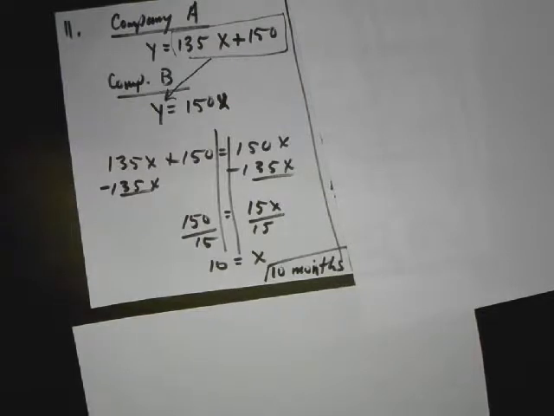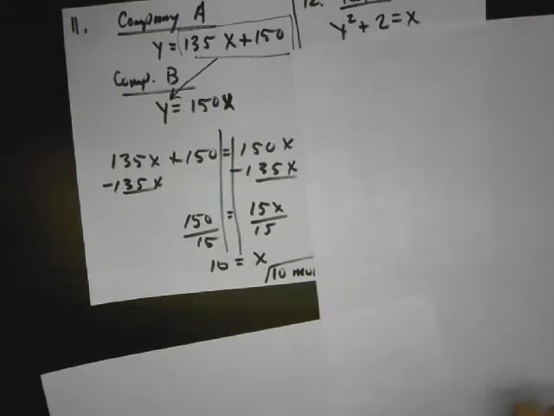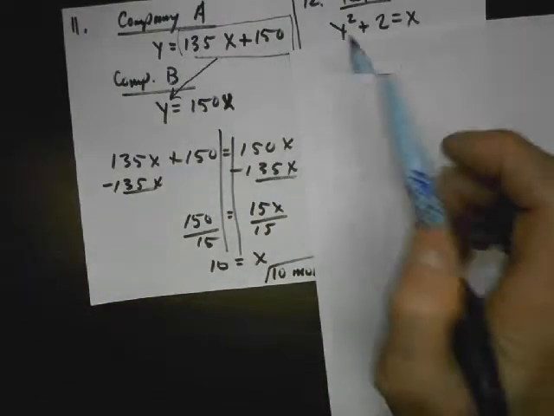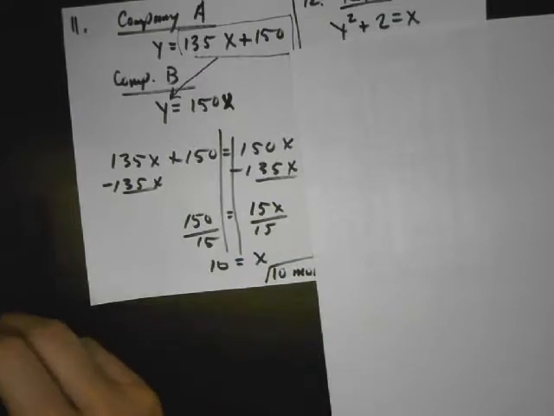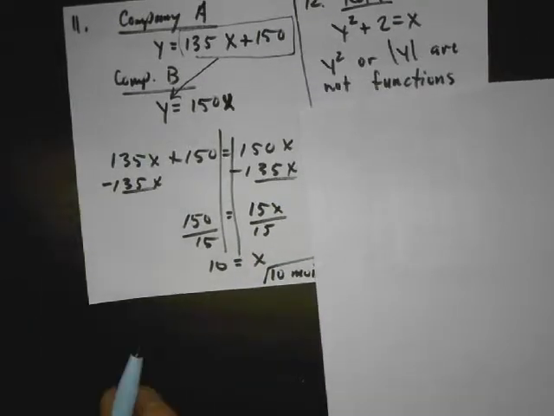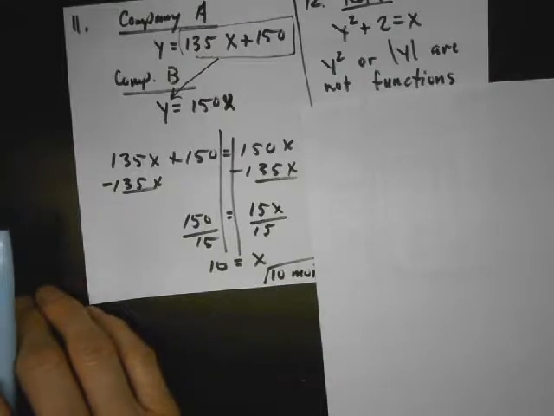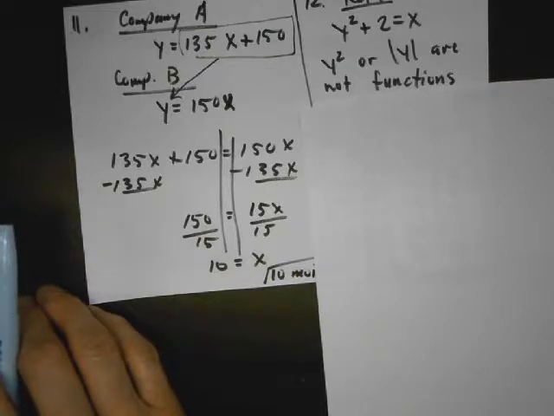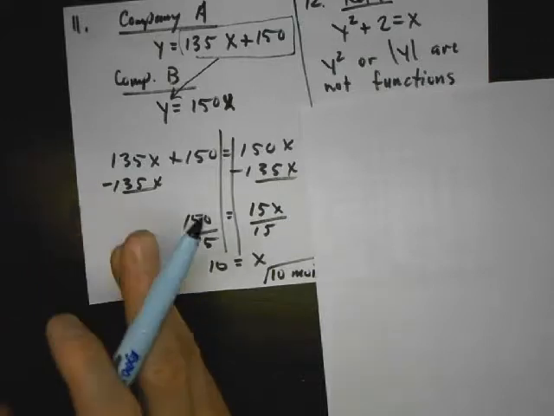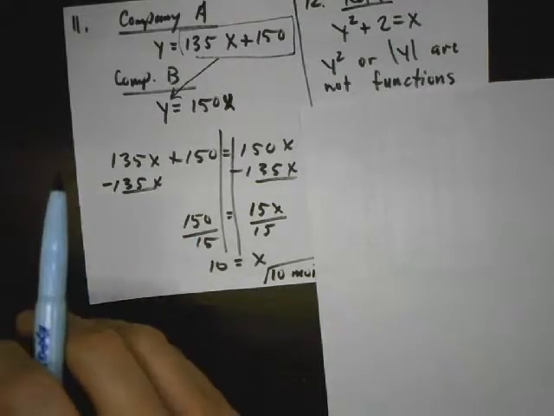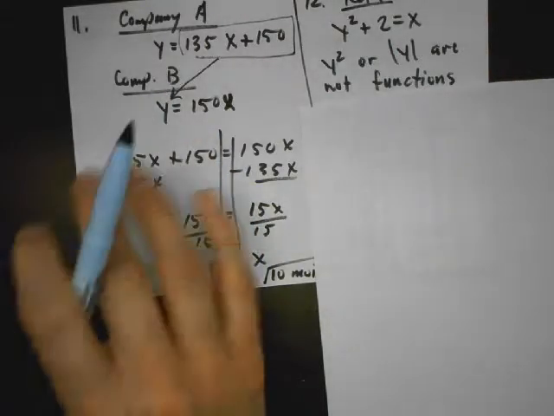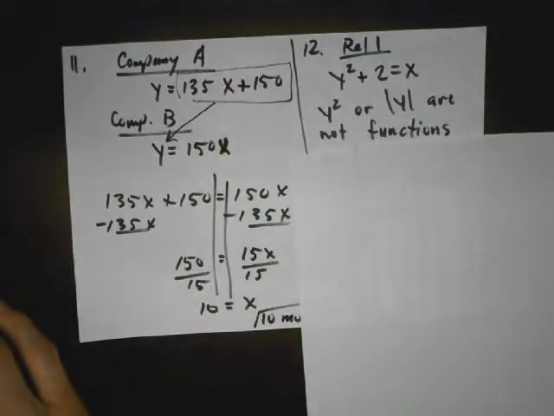Now number 12, they say which of these is a function. For relation number 1, they have a y squared. Anytime you have a y squared or absolute value of y, that's not a function. So if you see y squared or absolute value of y, that equation can't be a function. Now don't confuse this with linear. Linear means regular x, regular y. You could have x squared and it's still a function. But as far as it being a function, you're looking for y squareds or absolute value of y's. If you have that, no function.